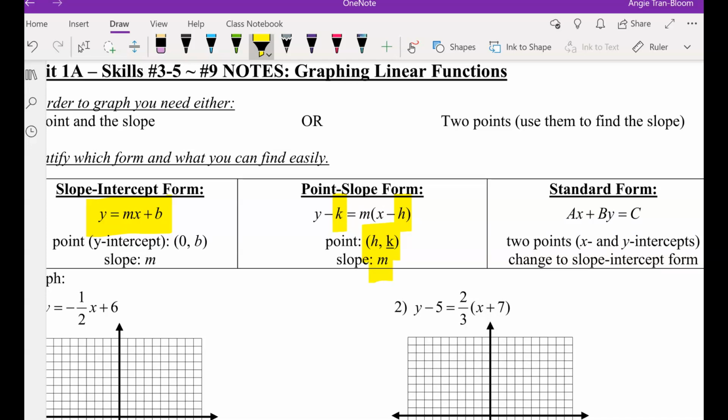Standard form is when you are going to be looking for the x and y-intercept. So that's when you would need 2 points. Sometimes it's easy to use standard form, and sometimes it is not. So we have to be smart about when to use what. And this is the lecture for that.